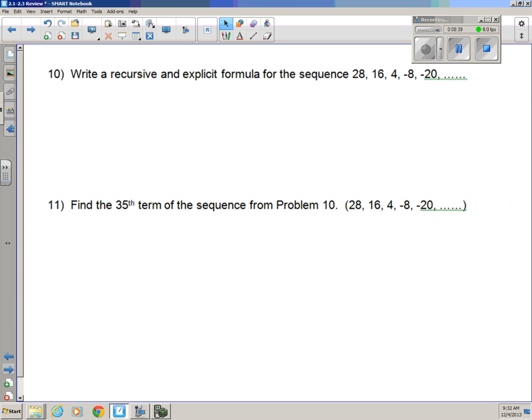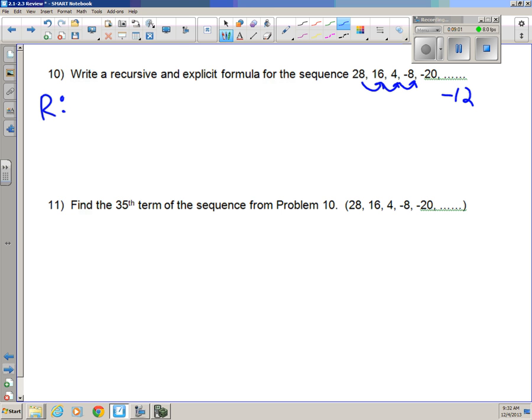Okay, write a recursive and an explicit for this particular formula. We need to know which is which. So you need to say R for recursive or write the word recursive, it doesn't matter. But I need to know that you know. So the recursive formula basically deals with having to know your common difference. And hopefully you realize that from one number to the next, I'm adding a -12 or subtracting 12, whatever you want to call it.